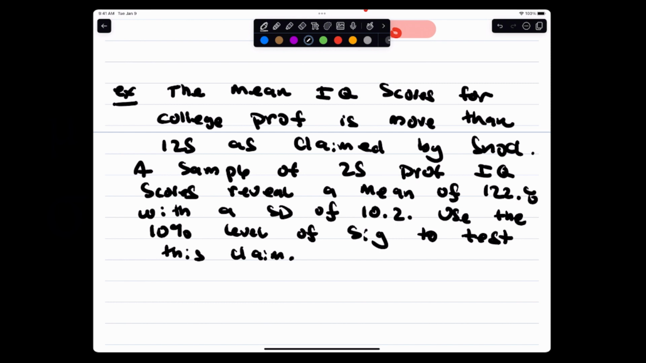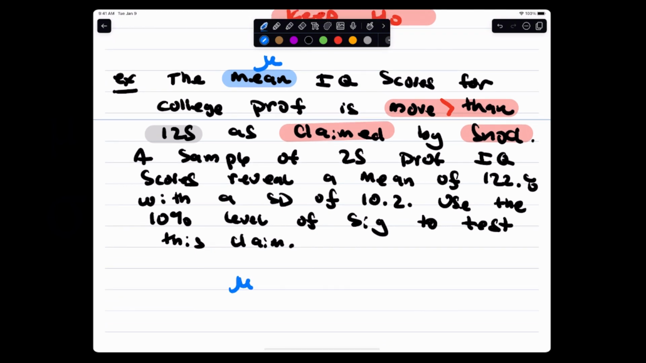All right, ladies and gentlemen, do you want to try this out? Let's take a look here. Let's read it. It says the mean IQ scores for college professors is more than 125, as claimed by good old Snodgrass. Okay, so the parameter for mean is mu. And more than, what inequality do we associate with more than? Greater than. So you have mu greater than 125. And what is that going to be? That's your claim.